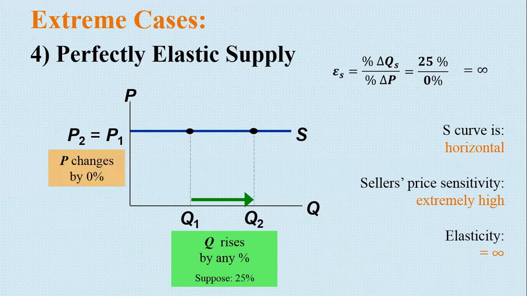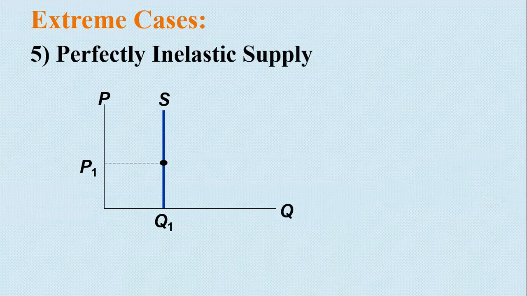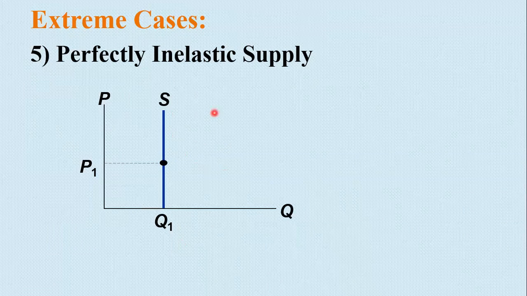Now we come to the last case, another extreme case: perfectly inelastic supply. In the case of perfectly inelastic supply, if you see the shape of the curve, it is parallel to the vertical axis, or the price axis. It means the curve does not bend towards quantity; it is completely vertical. We have already mentioned two points here, P1 and Q1.